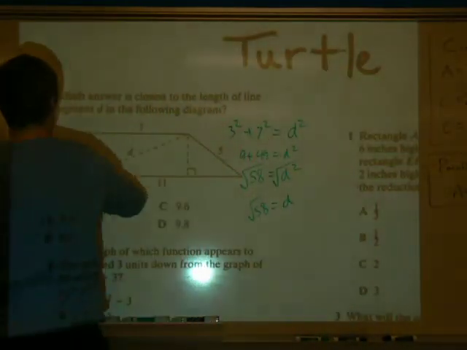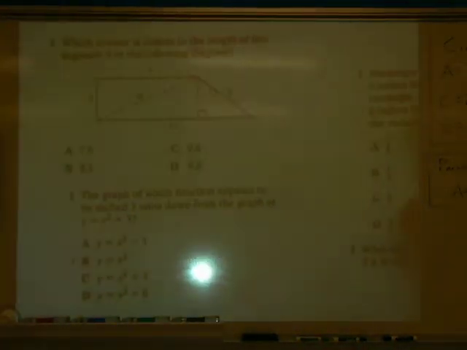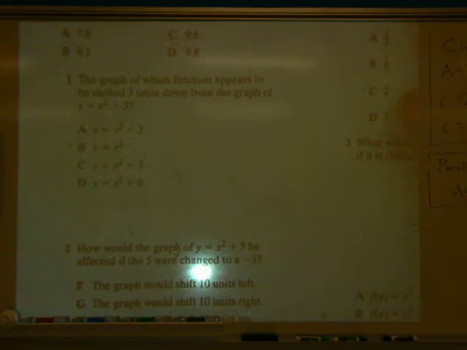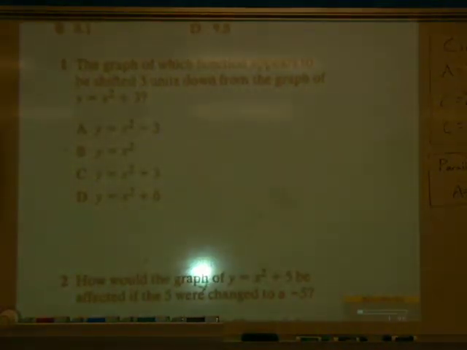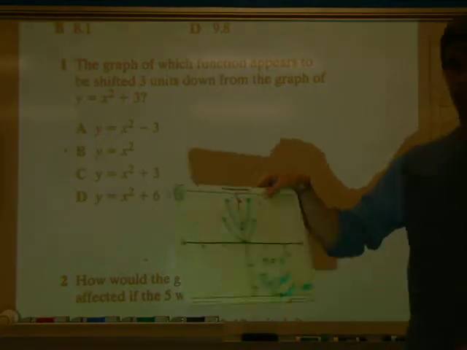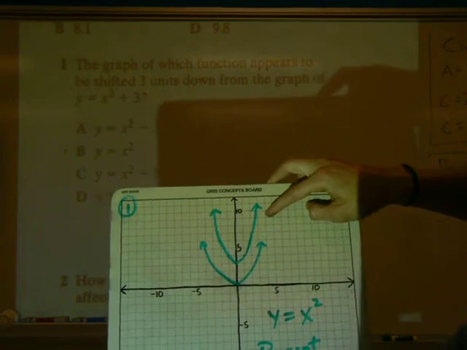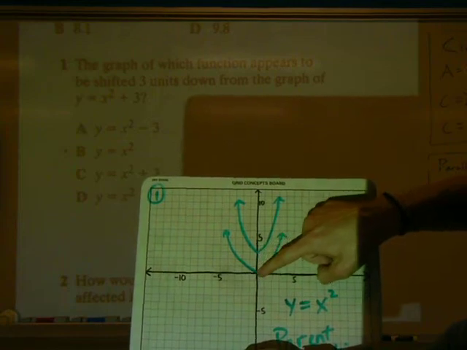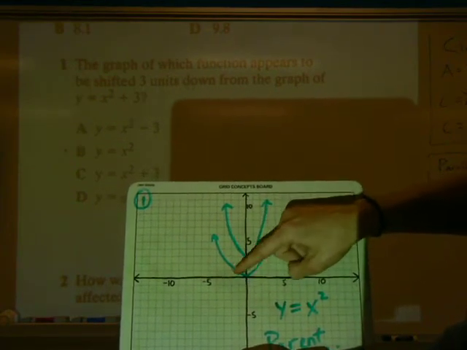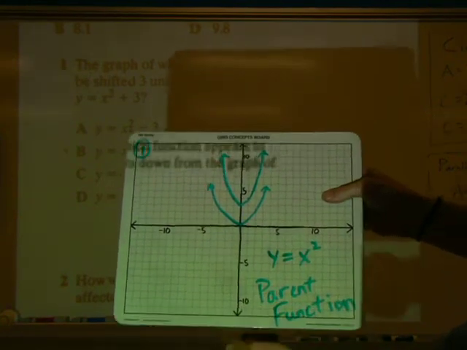Let me erase this, and let me move this one to number 2. The graph of which function appears to be shifted 3 units down from the graph of y equals x squared plus 3? Let me show you, I made this for you. This is y equals x squared plus 3 right here. Which one of those is shifted down 3 units? If we shift down 3 units, 1, 2, 3, we get this graph, which is y equals x squared. Answer choice B.